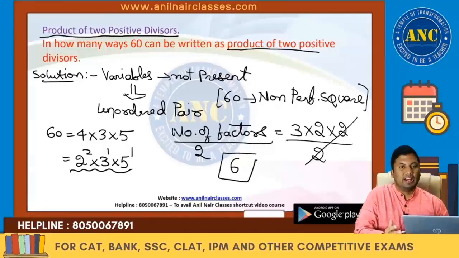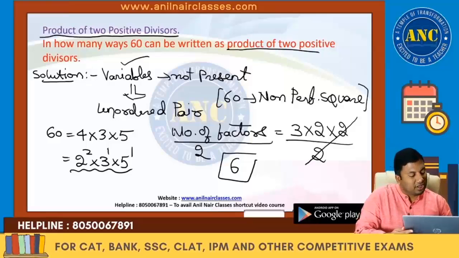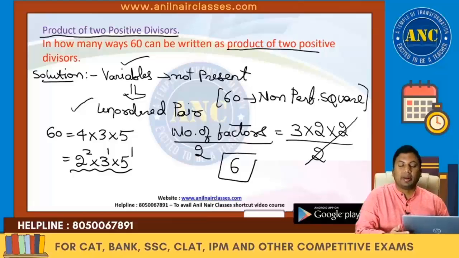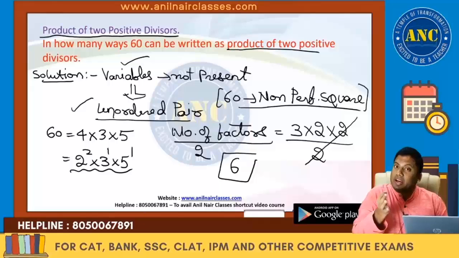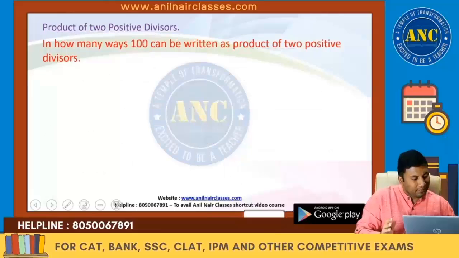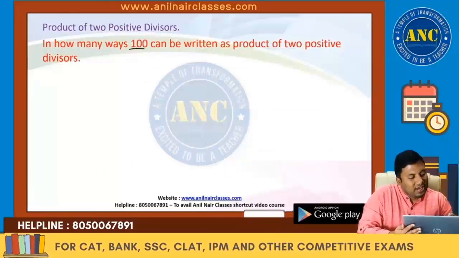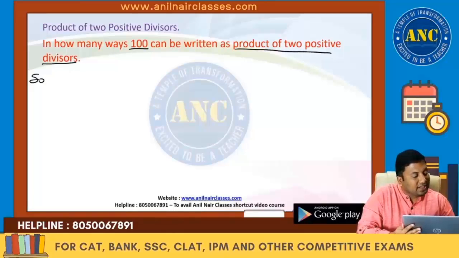I hope the idea is clear. Variables are not present in the question. Because variables are not present, it is an unordered pair and it is a non-perfect square. In unordered pair, if it is a non-perfect square, answer is always number of factors by 2. So 2 square into 3 into 5: 3 into 2 into 2 divided by 2. Answer is 6.